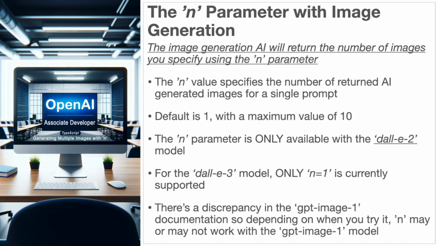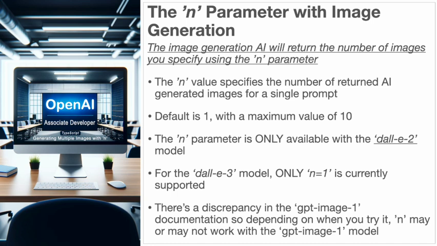The default value for N is 1, and you can set this property to a maximum of 10. However, it's important to note that the N property is only available with the DALL-E 2 model. For the DALL-E 3 model, only N set to 1 is currently supported. Note, at the time of this recording, with the GPT Image 1 model being the latest model, there is some discrepancy between the official documentation and the model's capabilities. So the image generation of the GPT Image 1 model may or may not work for you, depending on when you experiment with this specific model.